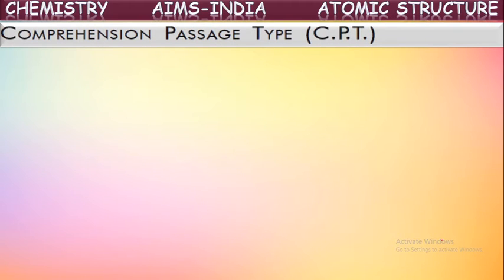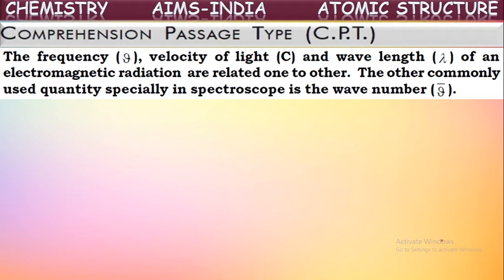Next, comprehension paragraph type questions. First, let us see the paragraph given based on this concept. The frequency, velocity of light and the wavelength of electromagnetic radiation are related to one another. The other commonly used quantity, especially in spectroscopy, is the wave number. So these are four: frequency, velocity of light, wavelength, and wave number. These all are interrelated to one another. Now, based upon these relations, let us see some questions.